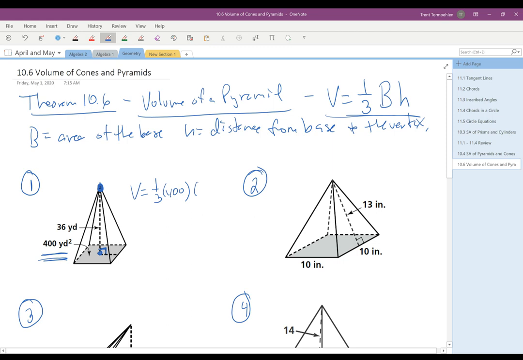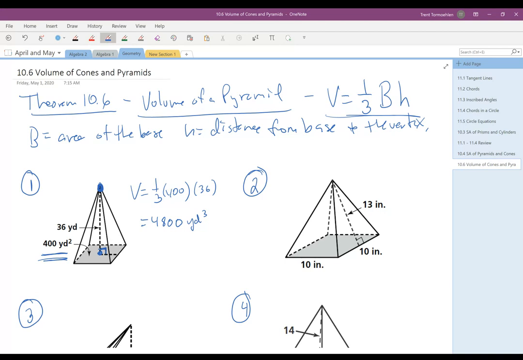And so it's just going to be simply 1/3 times 400 times 36. So when you multiply that out, you end up with 4,800. In this case, it would be yards cubed. So you got 4,800 cubic yards in this pyramid. Just multiplying 1/3 times 400 times 36. Clearly, I multiplied the 1/3 times 36 first, and then did 12 times 400.